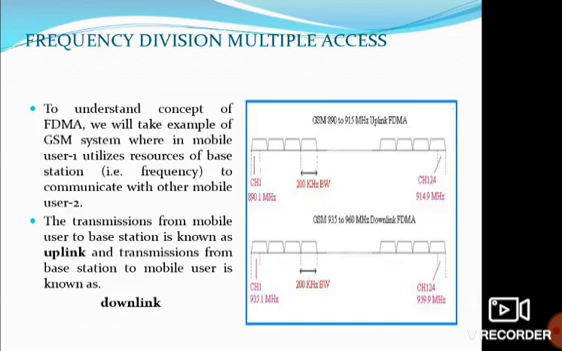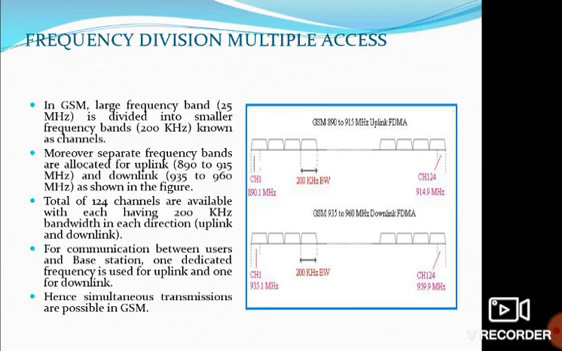To understand this concept, we will consider the GSM system, where mobile user 1 utilizes resources of the base station to communicate with another mobile user, that is user number 2. The transmission from mobile user to base station is known as uplink, and transmission from base station to mobile user is known as downlink.